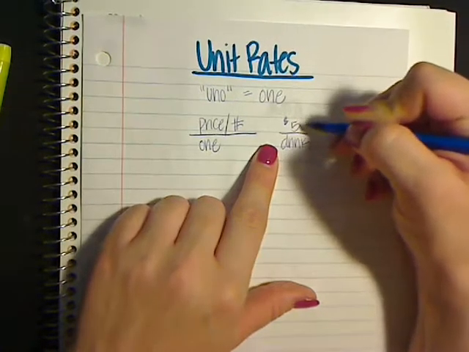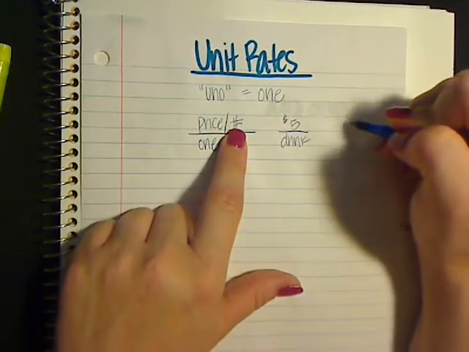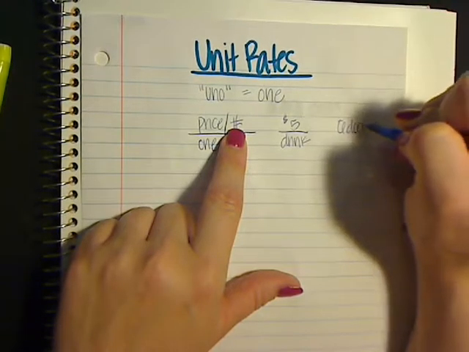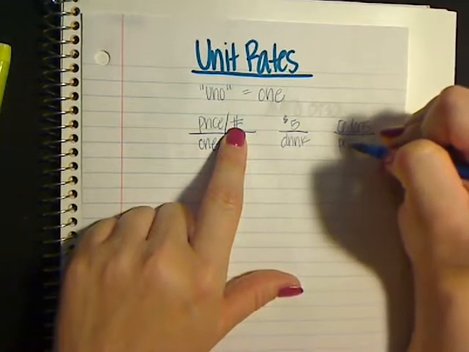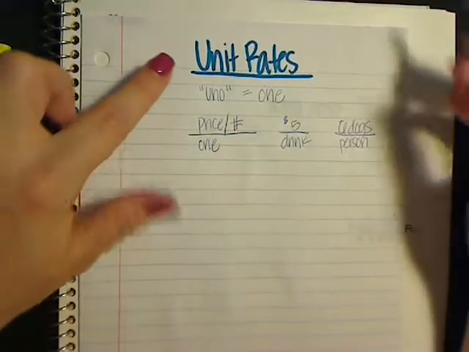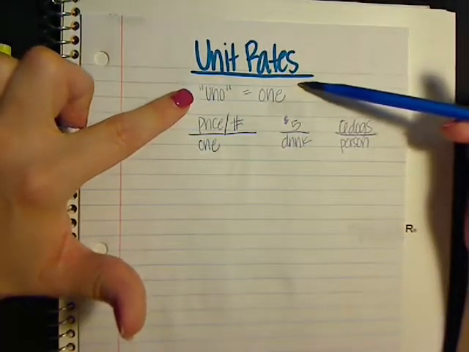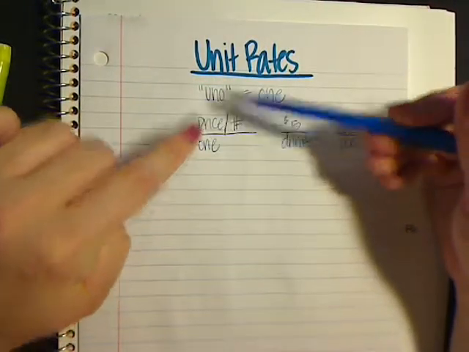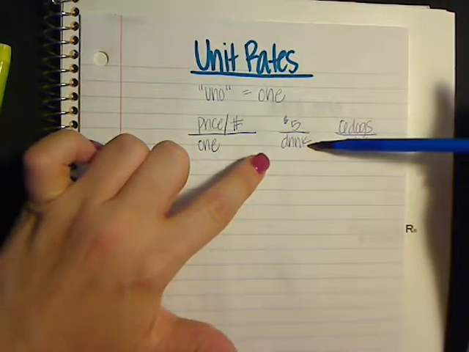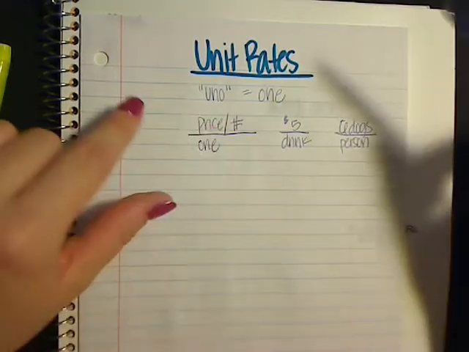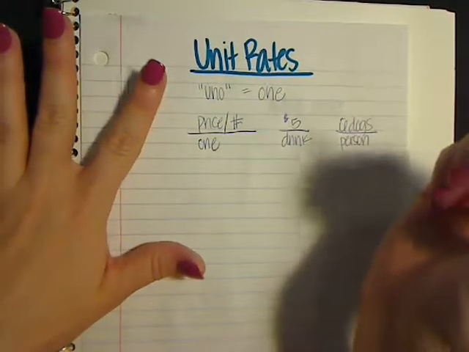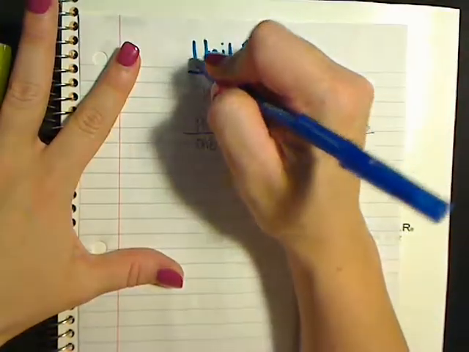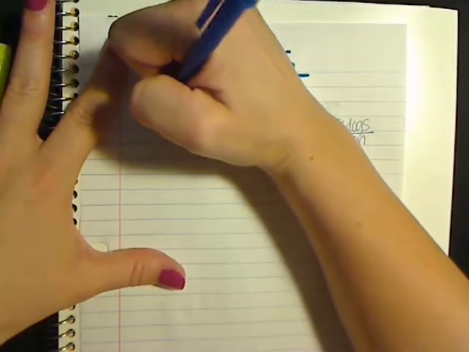Okay, so $5 for one drink. Or when I say number, it could be 6 dogs per person. So the unit rate, or the amount for every one, the uno, the one item or the one amount, needs to always be on the bottom. So the unit rate is always the denominator.